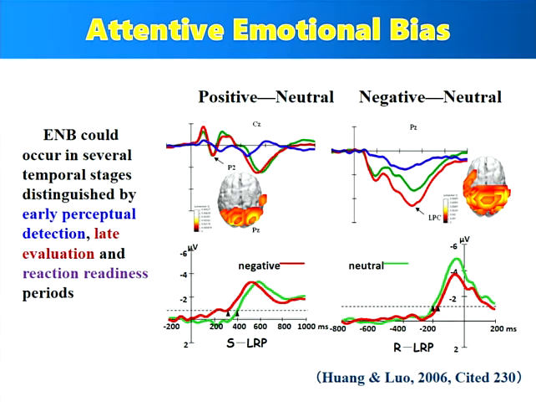Okay, during the trial of negative and neutral, as we can see from here, ENB could occur in several temporal stages, distinguished by early perceptual detection, late evaluation, and reaction readiness periods.